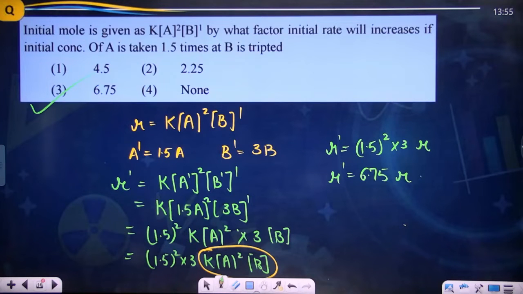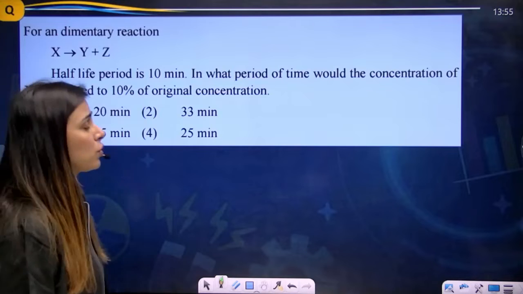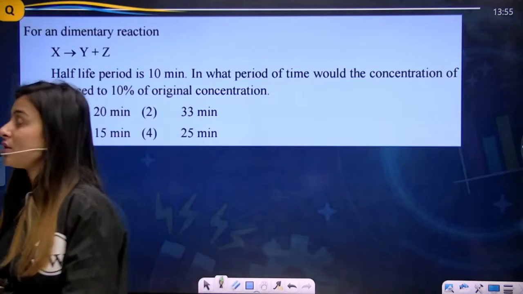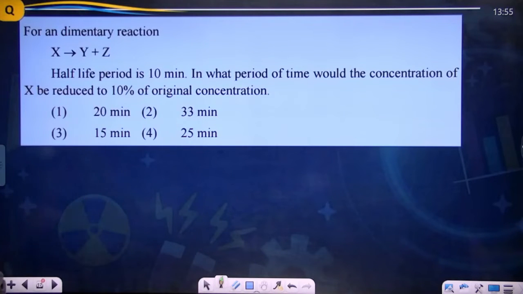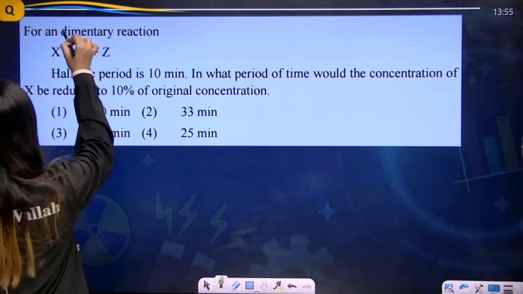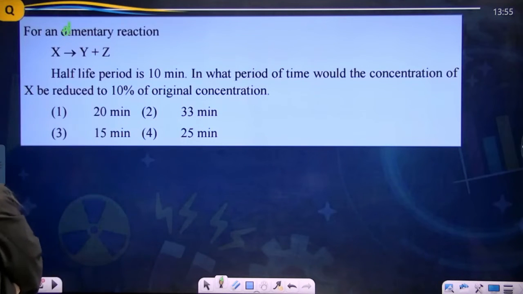I hope you've written it. Now let's move forward. Let's try another question. The question is on your screens. Try the question yourself. The question says that for an elementary reaction X → 2Y + Z, the half-life period is 10 minutes.